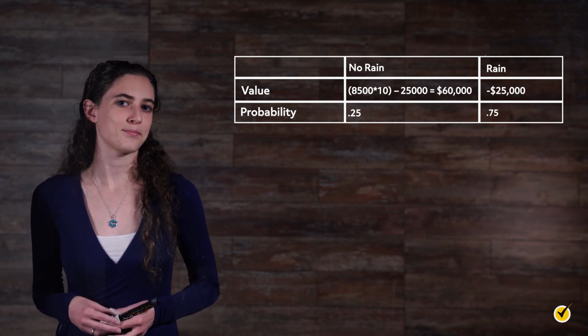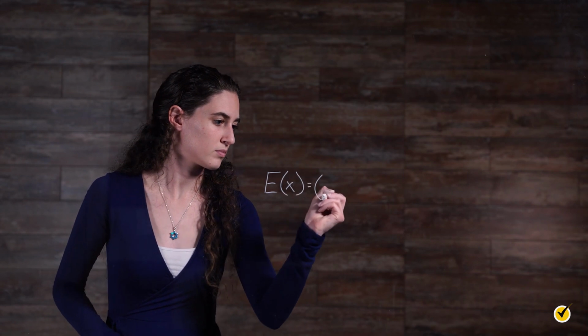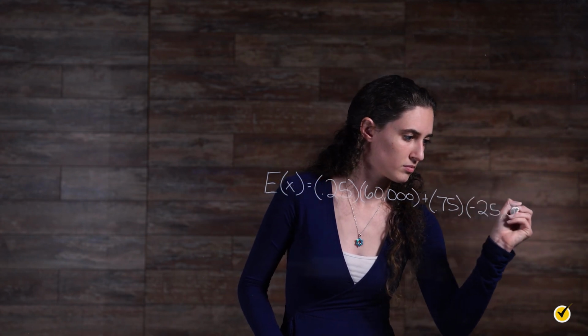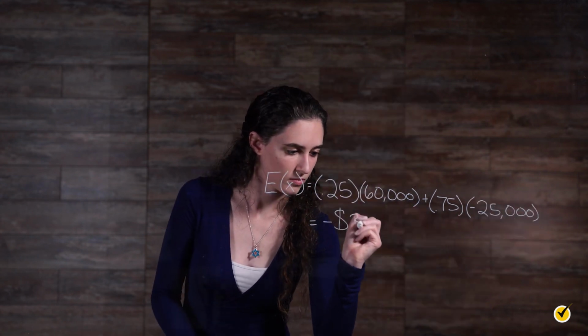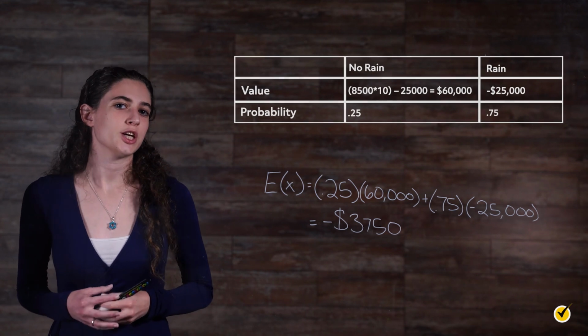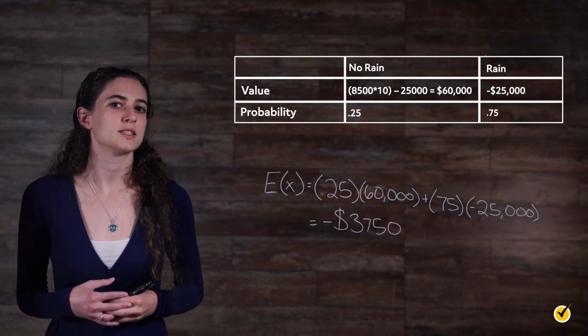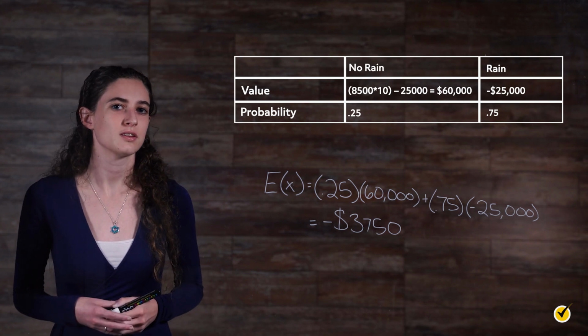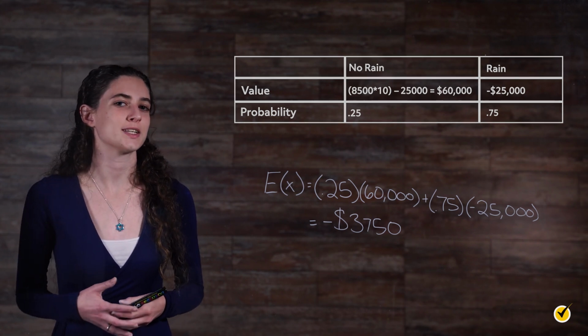Let's map it out and see. With these rain chances, the expected value of the city's investment is negative $3,750. They may want to postpone the festival for a sunnier day.